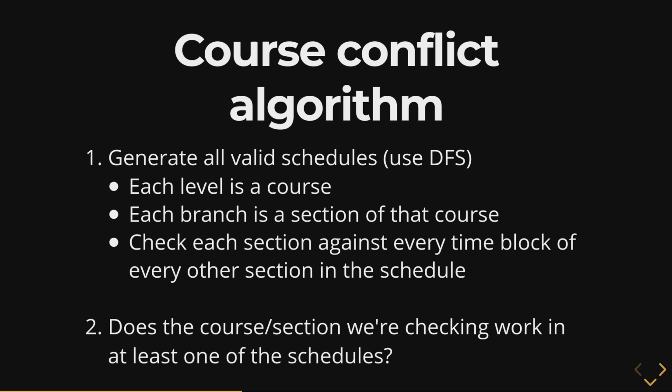And then for each of those branches, we have to check it against each of the other courses and branches, and we have to check that for every single time block. So if a course meets Monday, Thursday, and it has a Wednesday lab, you need to make sure that the Monday time blocks don't interfere with each other, the Wednesday lab doesn't interfere, and the Thursday time block. So you can imagine that the tree grows pretty big pretty quickly.